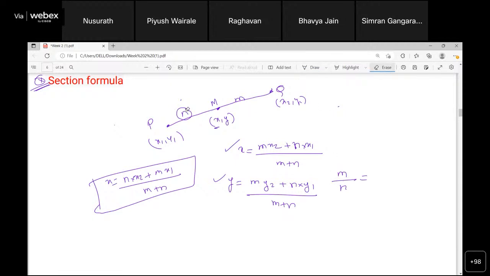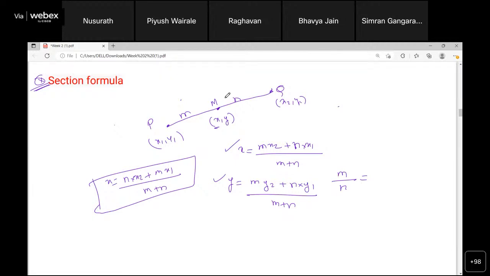If we have to find m upon n, then we will let x be x and y be y. If you want to find out the ratio, then this point (x, y) will be given to you. What is the left hand formula? Is it different from the ones which we have written?